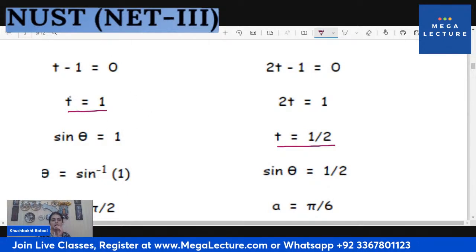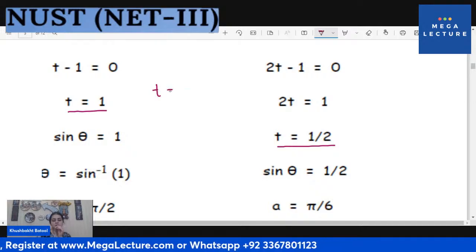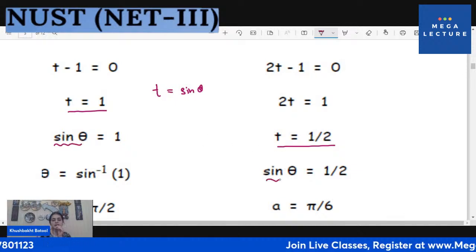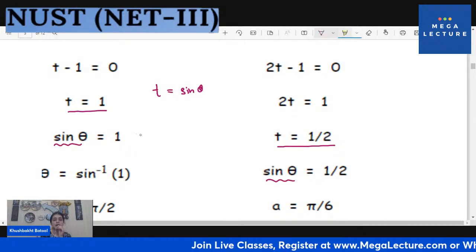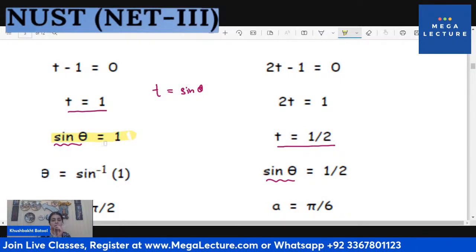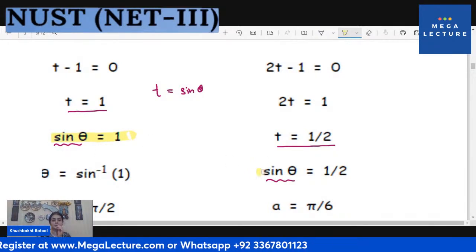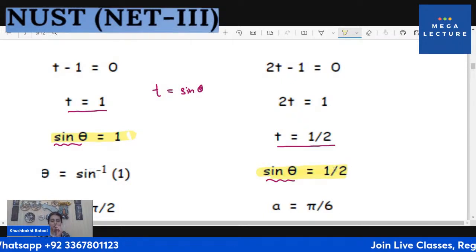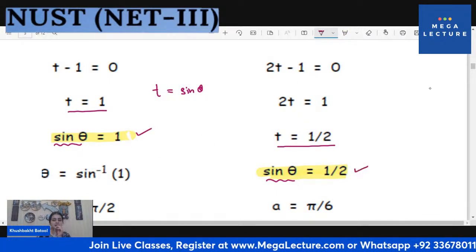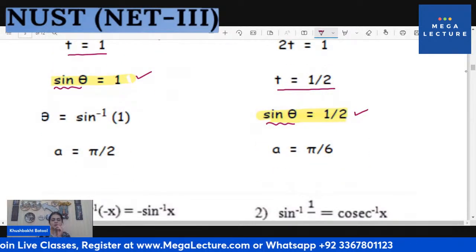All right, okay. Now we know that we used the substitution t equals sine theta. So I can again write down sine theta equals 1 and sine theta equals 1 by 2. Now, this is the simplified trigonometric equation I was talking about. When you have this, things are easy, but still you need to understand a few things and then you're good to go.